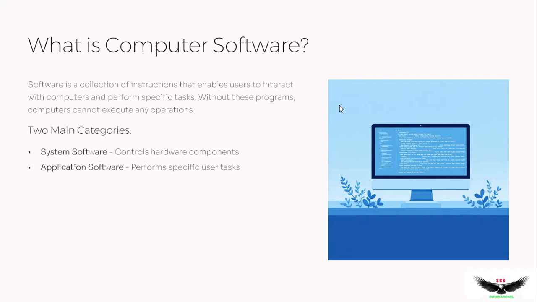So, what is computer software? Software is a collection of instructions that enables users to interact with computers and perform specific tasks. Without these programs, computers can't execute any operations. I'm repeating: computer software is a collection of instructions that enables users to interact with computers and perform specific tasks. Without these programs, computers can't perform any operations.